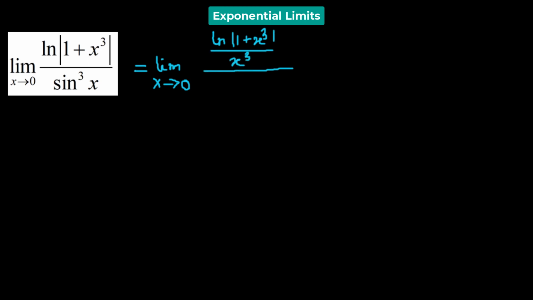And for the denominator, we have sine cubed x. So we're going to divide it by x cubed, or we can rewrite it as (sine x over x) whole cubed. Now when we apply the limits to both the numerator and the denominator separately, the numerator is going to give us 1 and the denominator is going to give us 1 cubed. So our final limiting value is 1 when x approaches 0 for the particular function.